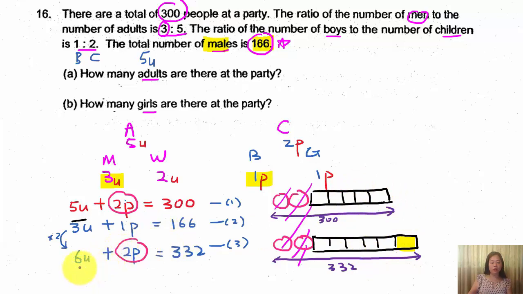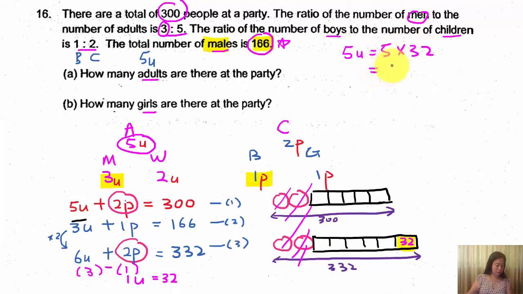So if we use equation 3 minus equation 1, 6 unit minus 5 unit is actually 1 unit, and 332 minus 300 is actually 32. So 1 unit is actually 32. So the number of adults is actually 5 unit. So 5 unit is equal to 5 times 32, which is equal to 160 adults. Now let's try to find the number of girls.